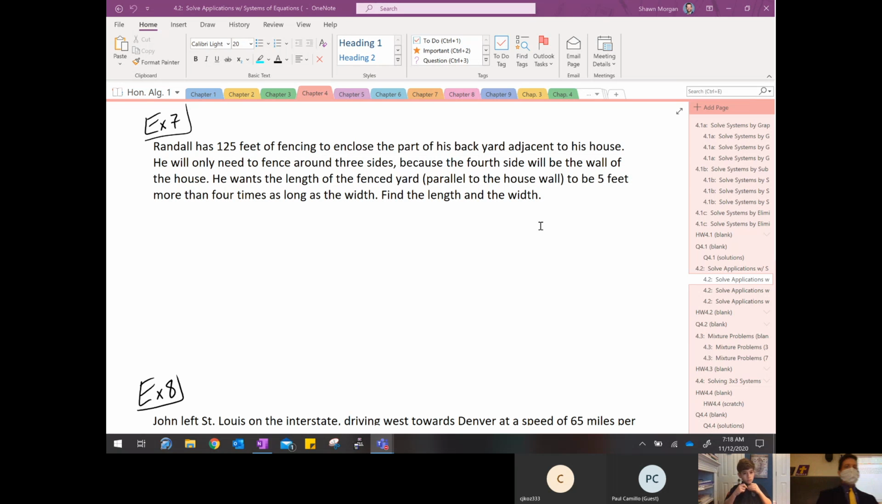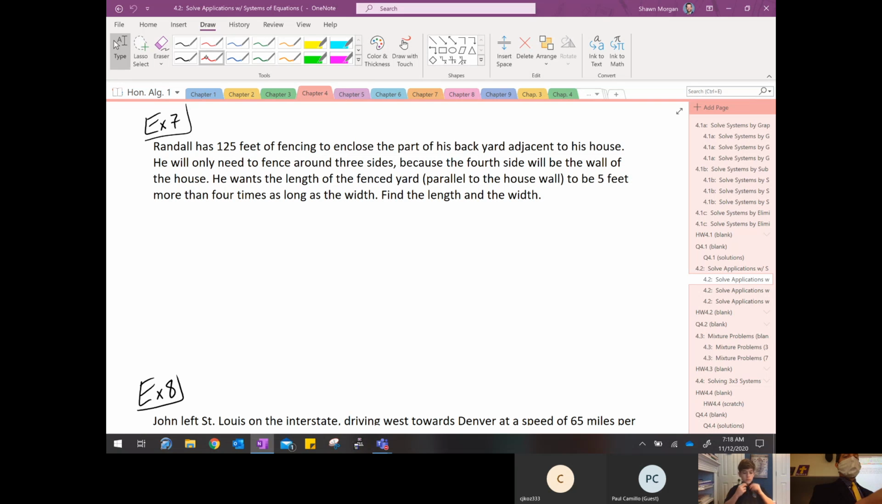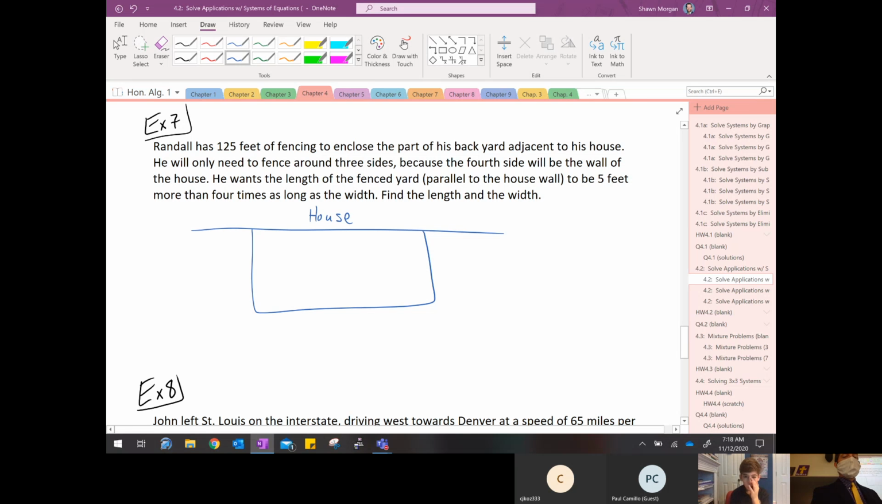Randall is going to be building a backyard fence. Maybe he's got a new dog at the house or something. Part of this is going to be built upon his house. So there's the wall of his house right there. You guys make this drawing in your notes. He's going to build a rectangular yard, and he's got 125 feet of fencing to do it with.